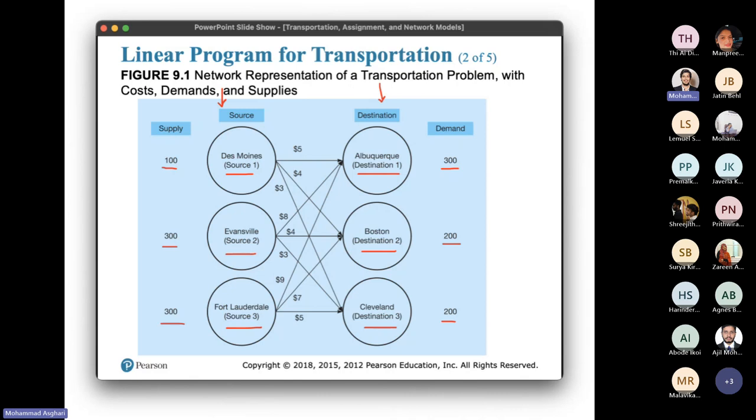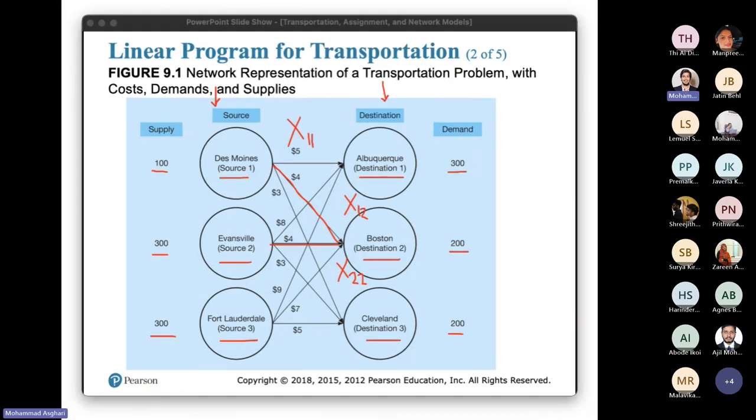How can I show the number of units shipped from source one to destination one? These are the amounts of products shipped from this source to this destination, X11, from source 1 to destination 1. And what about this line, this arc? All units shipped from source 1 to destination 2, X12. What about this one? All products shipped from source 2 to destination 2, X22. In this way, I can define decision variables for all of them in a simple way.